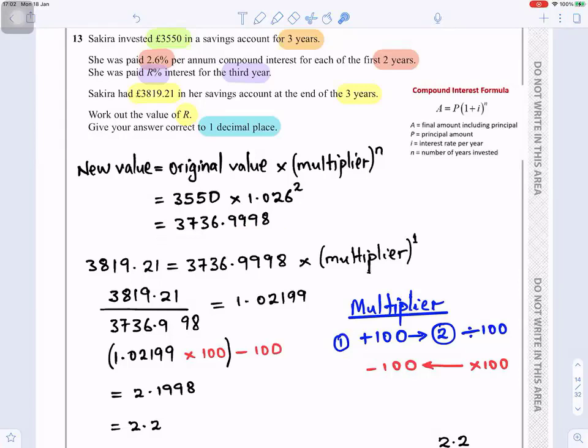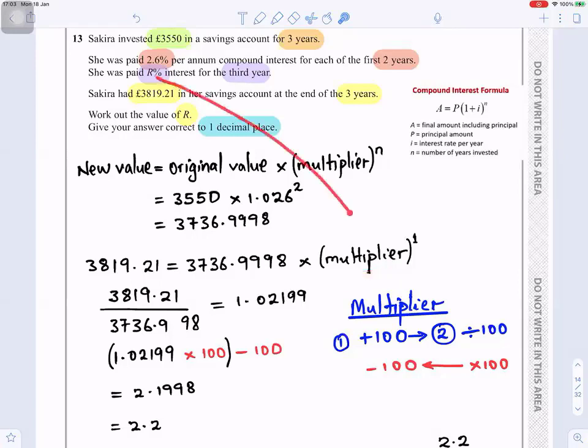Now, this new value, you're going to invest it for the third year, because that original amount was invested for 2 years. So you take this new value and put it times the multiplier to the power 1, because it's only one more year for the third year. You've already got 2 there, 2 years plus the 1 for the third, that gives you 3. The multiplier is what you're going to work out.